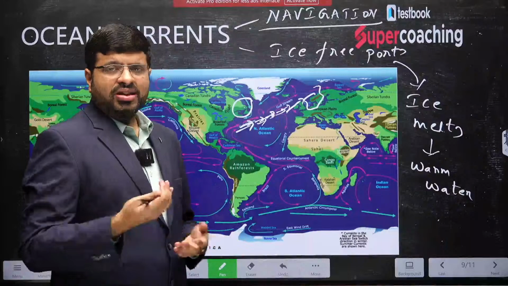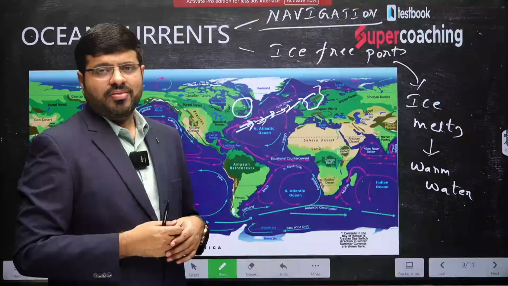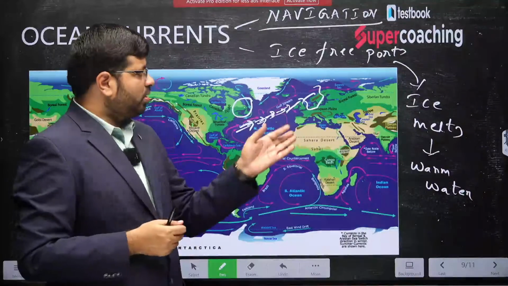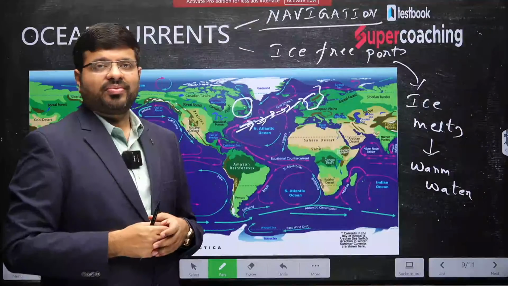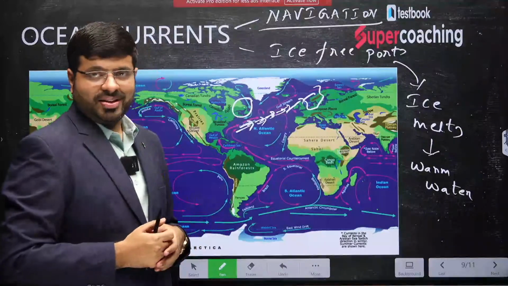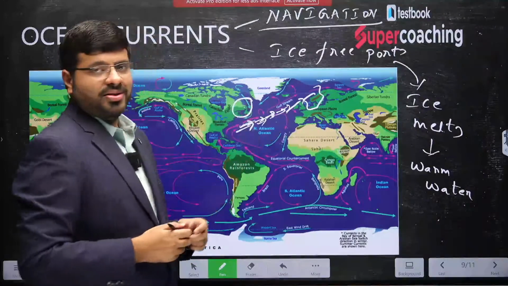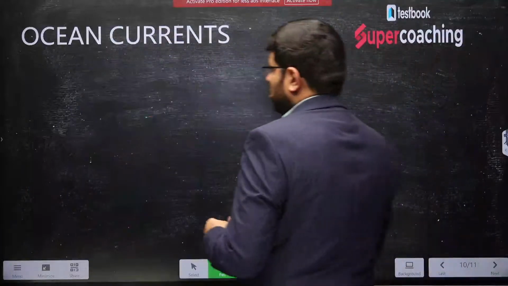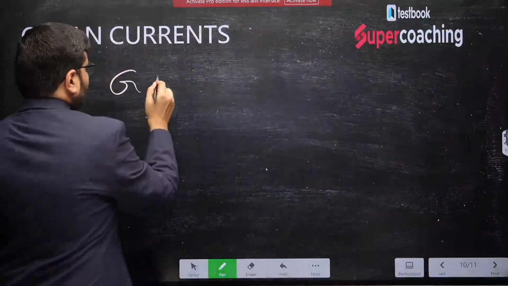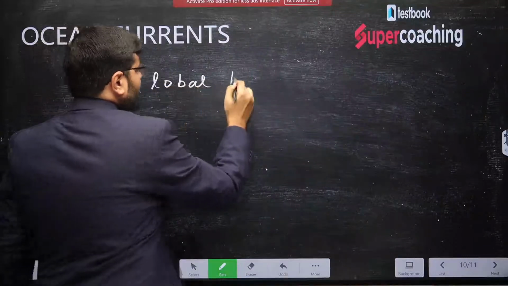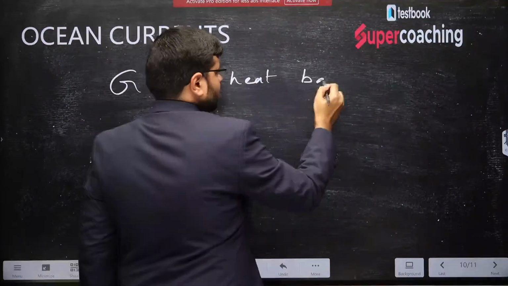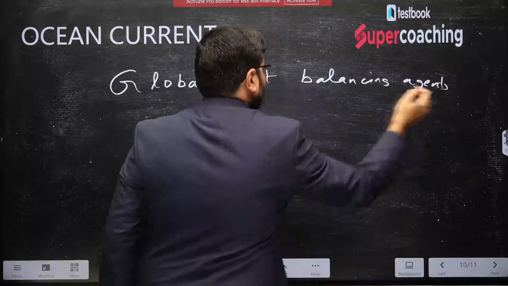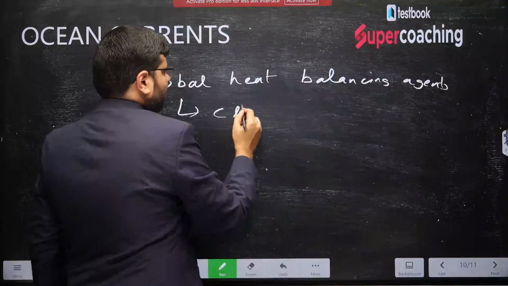See, even if the temperature is 2 degrees Celsius, the ice is not forming, no. That is conducive for the ship to travel. That is the beauty of this thing. You can see ice-free ports, right? Also, not just that, you have so many things. As I told you, ocean currents are global heat balancing agents. So they are having a huge impact in terms of the climate of a coastland.